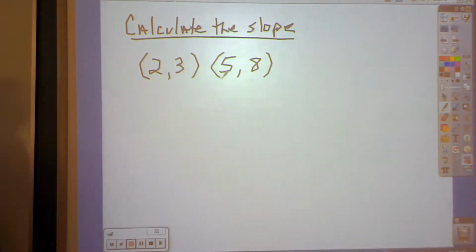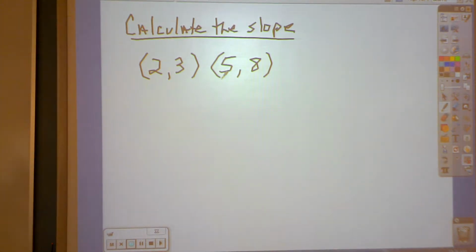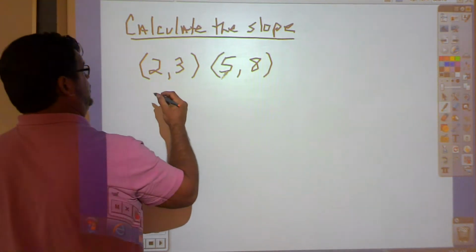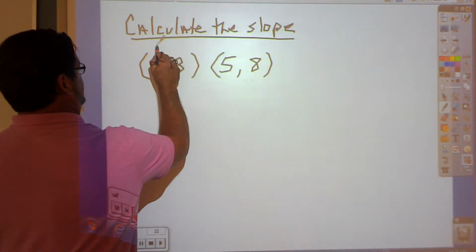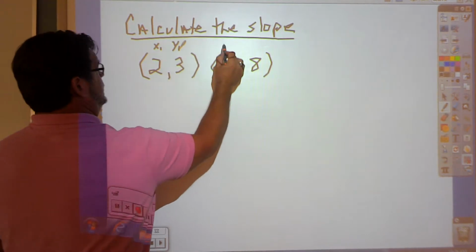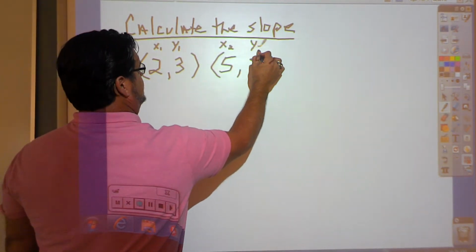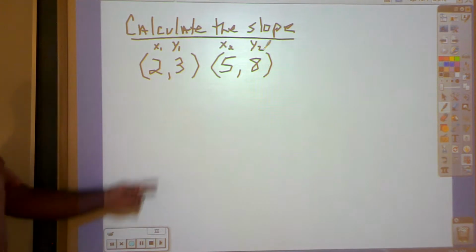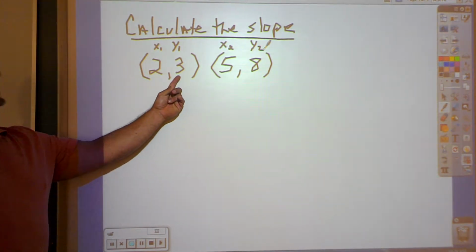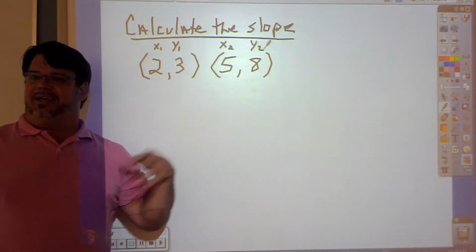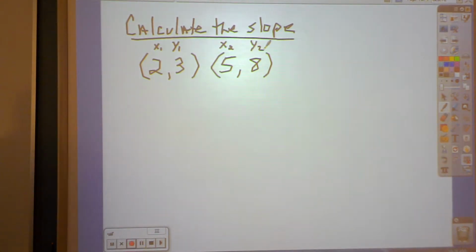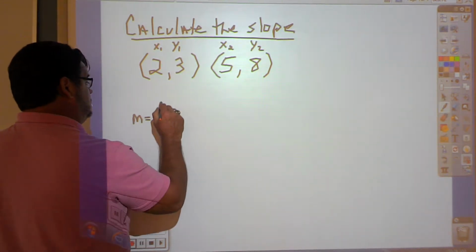Okay, I didn't give you an equation, I gave you what? 2 points. And which way do we read, x and y? Left to right. So this is x sub 1, y sub 1. This is x sub 2, y sub 2. Your first x, your first y, your second x, your second y. Now that's not rocket science. Just read left to right. And now you write your formula down.